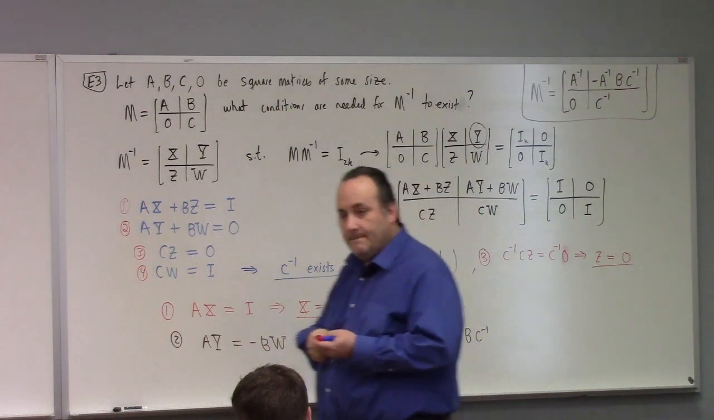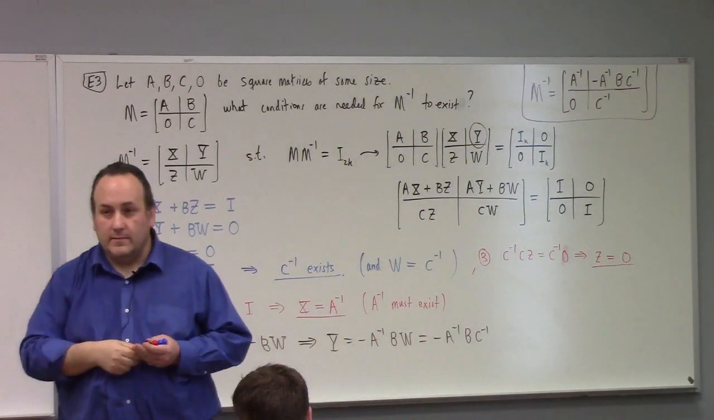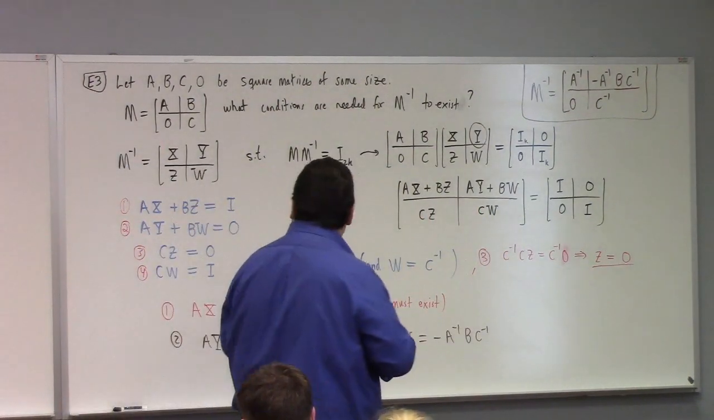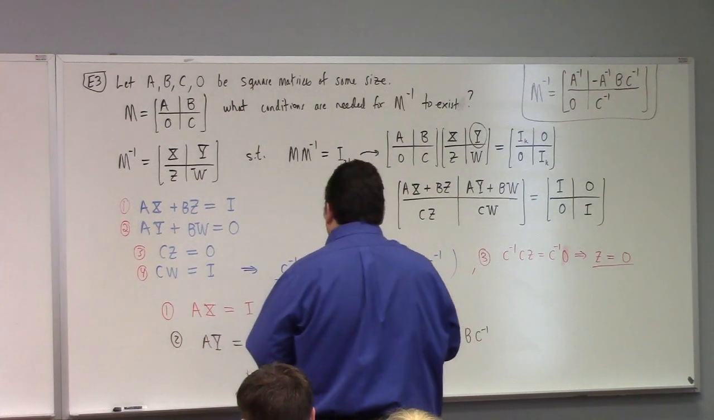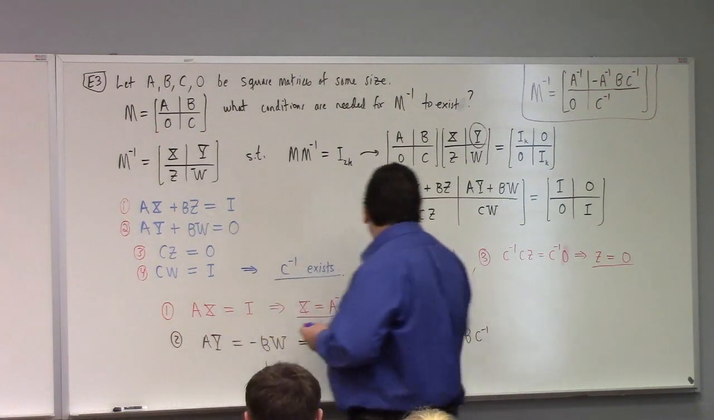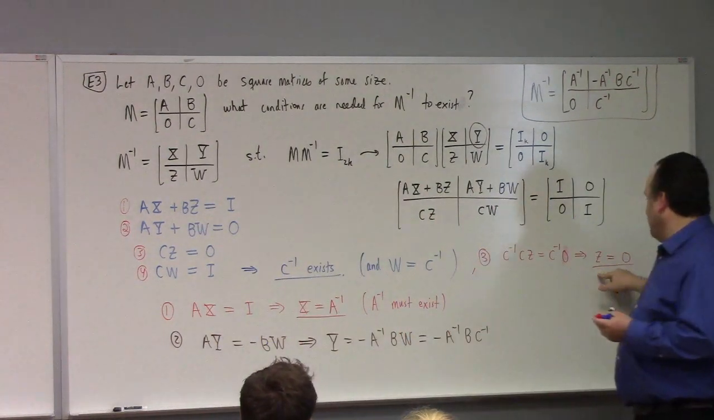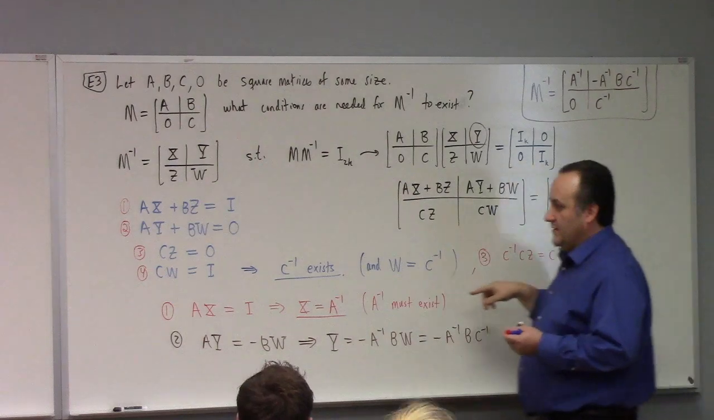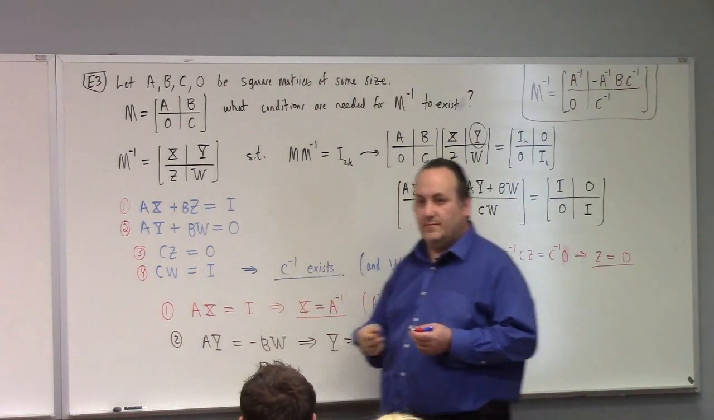Go back to where you found AX equals I from part 1 of that. What happened to the BZ? We found Z was 0 in step 3. Oh, right. Because Z is equal to 0, when we go to number 1, the BZ term goes bye-bye.